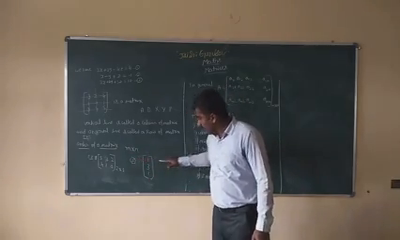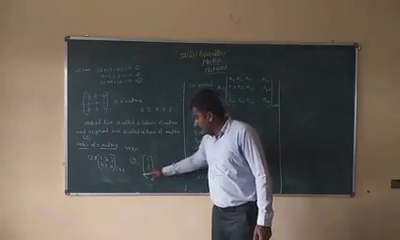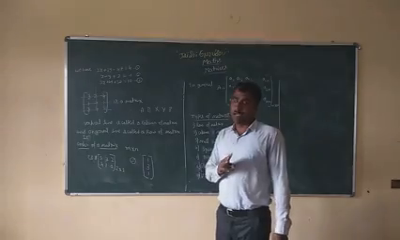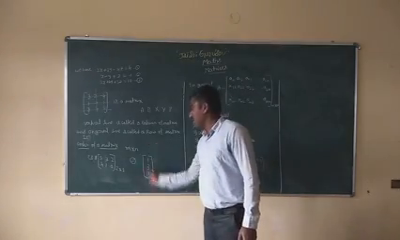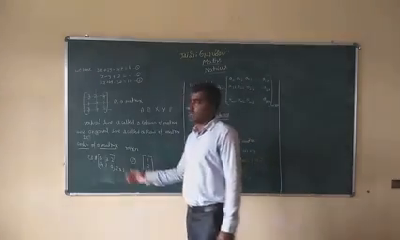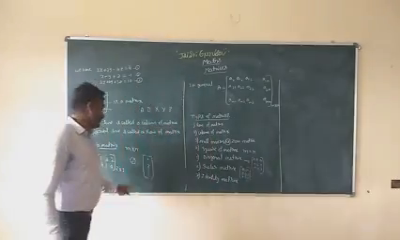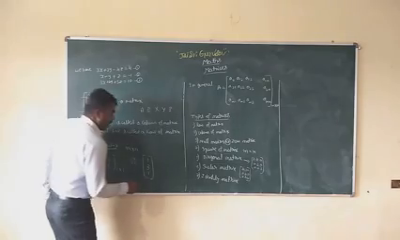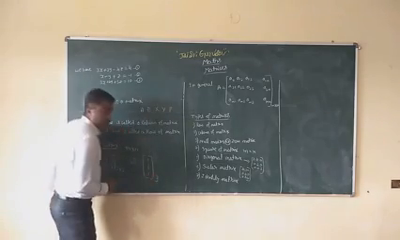This is one row. It is second row. It is third row. Three rows are there. How many columns are there? Only one column. Therefore, can you guess what is the order of this matrix? It is 3 cross 1 because 3 is the number of rows.